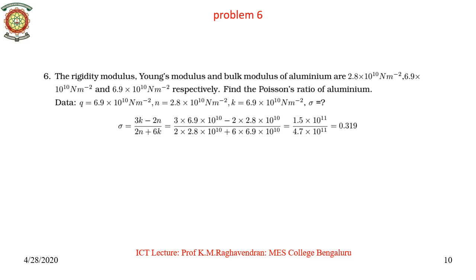This is a straightforward problem of calculating sigma from the three elastic moduli. We simply apply the formula sigma is equal to 3k minus 2n divided by 2n plus 6k. Notice that when you substitute the values of k and n, we obtain sigma to be 0.319. Notice further that there is no need for using the Young's modulus data, which is superfluous.